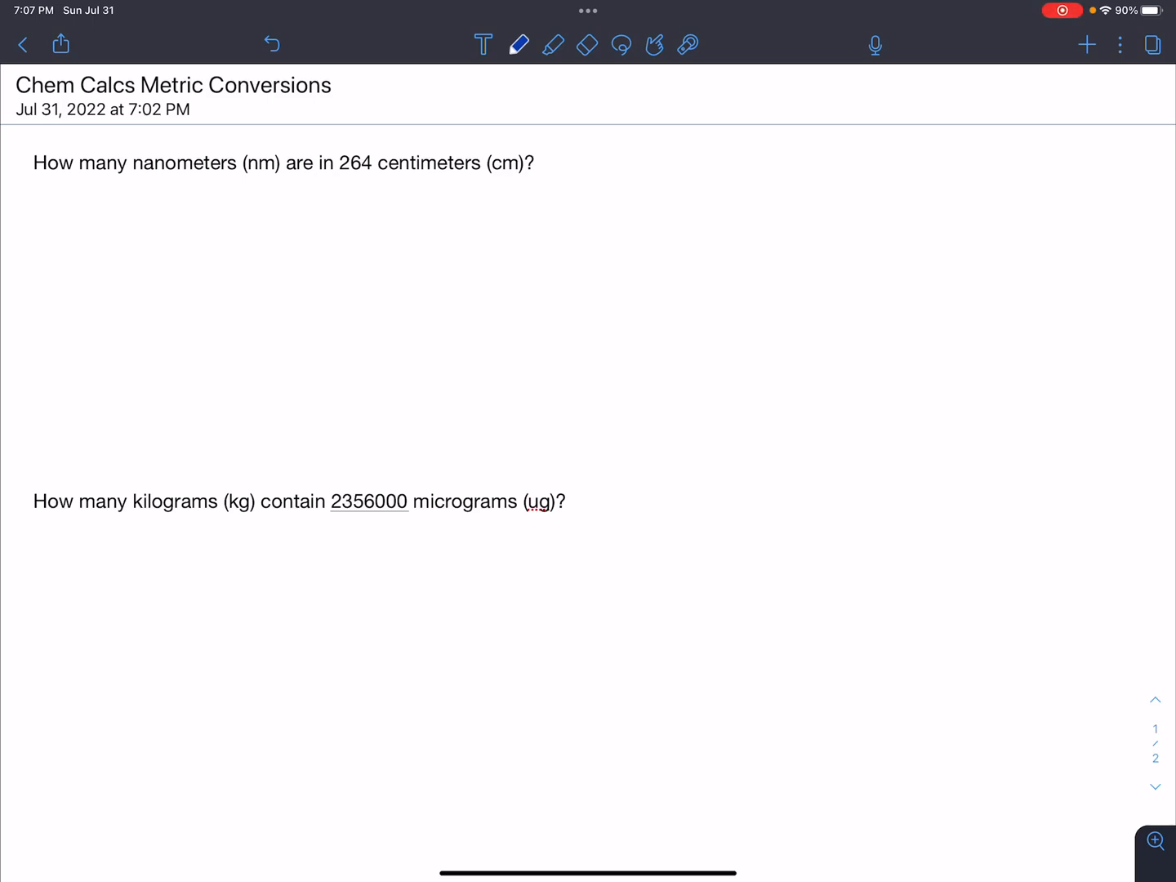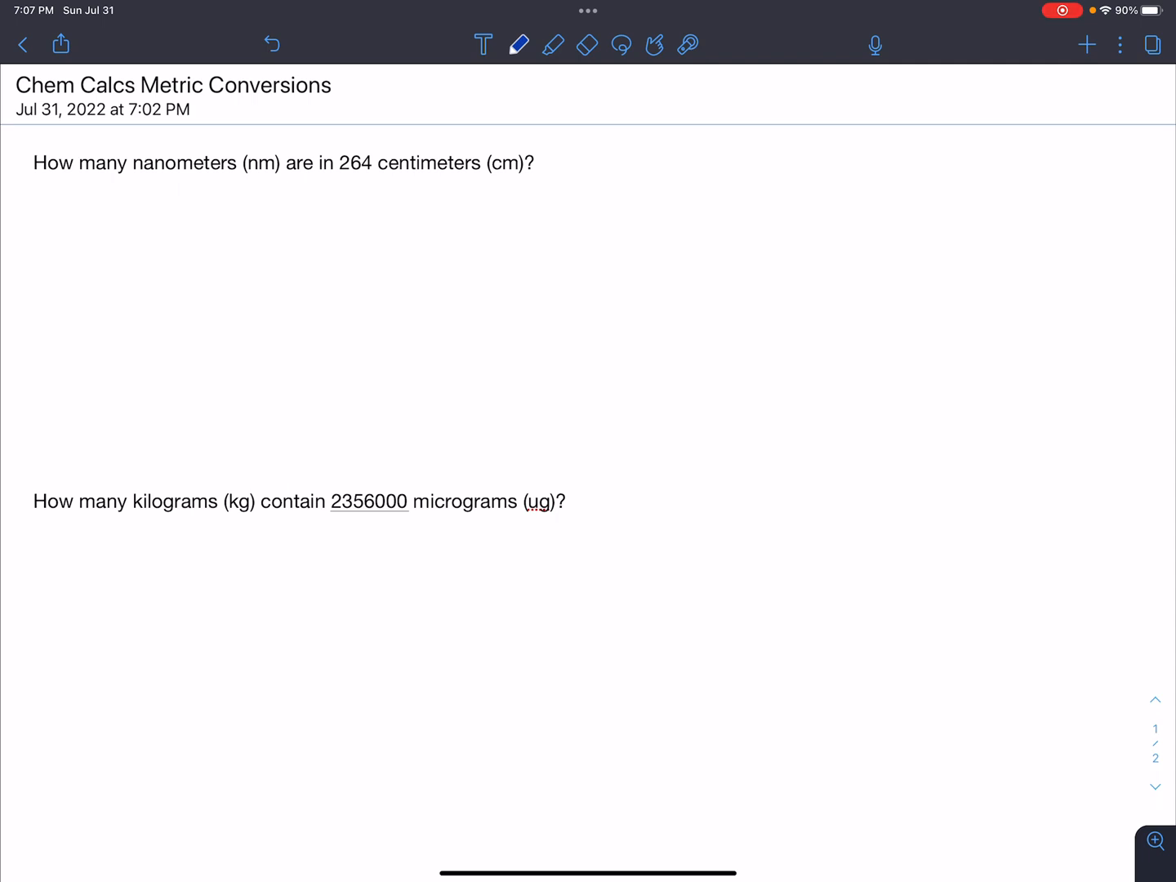Hi everybody, today we're going to look at two problems where we do some metric conversions. Remember, metric conversions occur when we have the same base unit but different prefixes in front of that base unit. Here we have two problems. The first is how many nanometers, which is abbreviated nm, are in 264 centimeters, which is abbreviated cm.